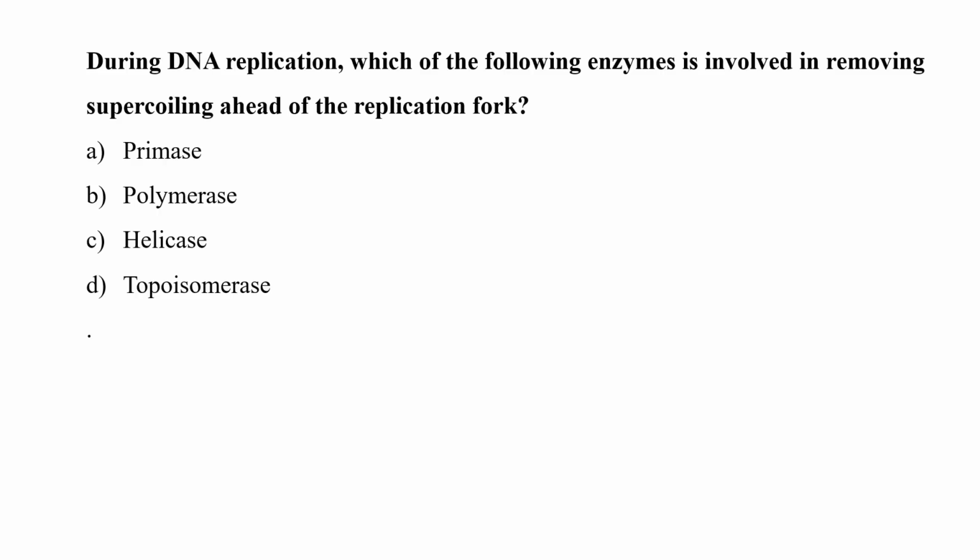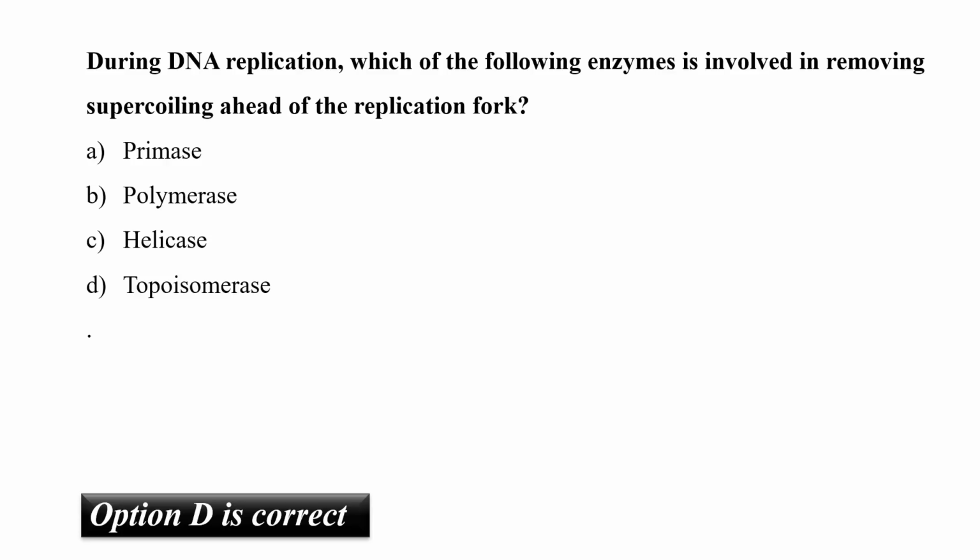During DNA replication, which of the following enzymes is involved in removing supercoiling ahead of the replication fork? That's very easy. Primase, polymerase, helicase, or topoisomerase. Basically, topoisomerase helps in relaxing supercoiled DNA to allow the initiation of a smooth replication event. So option D is the correct answer.